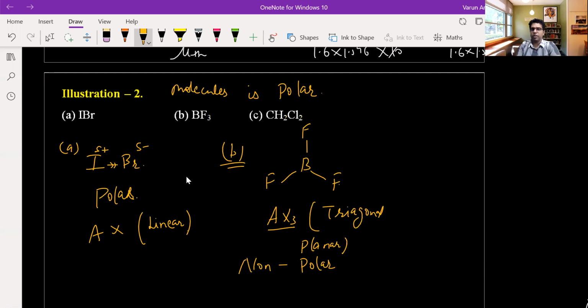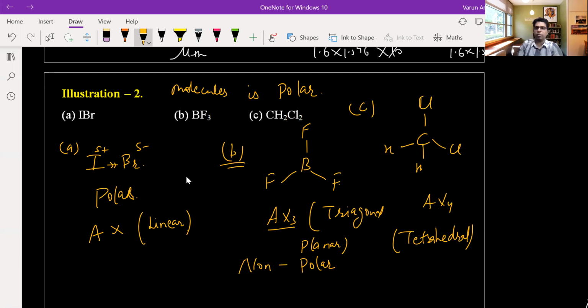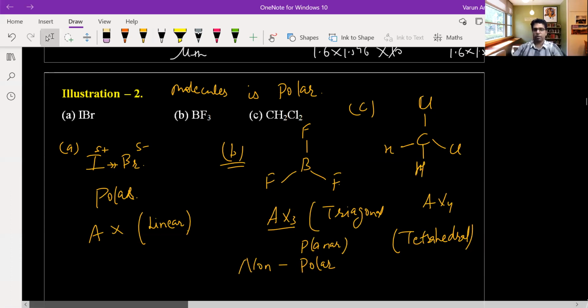Third option, CH2Cl2. So what will be the shape of CH2Cl2? So this will be tetrahedral in shape. So this is AX4 type of molecule which is tetrahedral in shape. Now will this be polar or non-polar? Everybody type your answer. Will this be polar or non-polar?